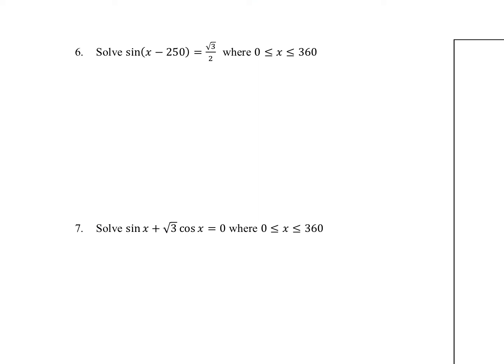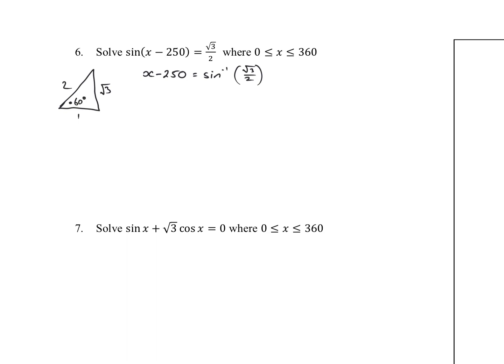So we want to solve sine(x minus 250) is equal to root 3 on 2. So what we can say now is that x minus 250 is equal to sine^-1 of root 3 on 2. So sine of what angle is root 3 on 2? Then we think about our triangle, and we're going to need the 1, 2, root 3. We want sine, so we want this angle here, which is 60 degrees.